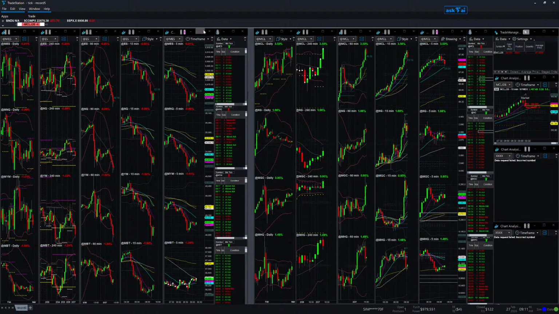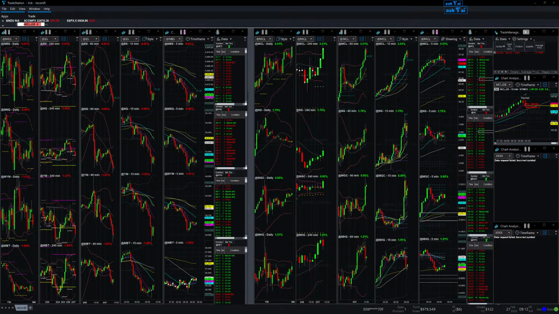Okay, now we're seeing some structure build out here on the indexes here. 9/11, it's looking bullish. I think I'll put a limit order.